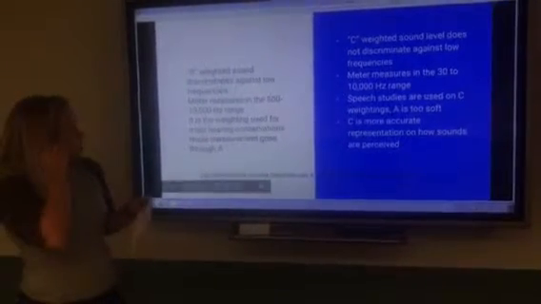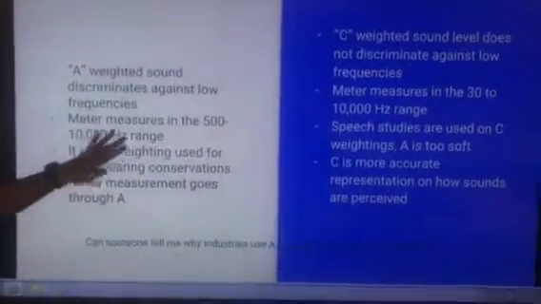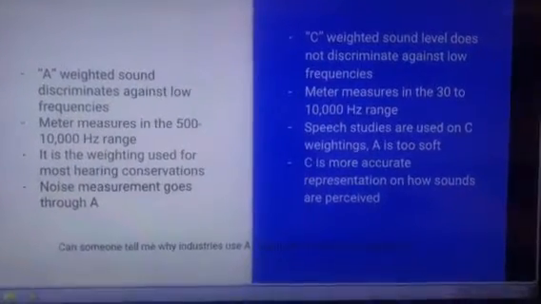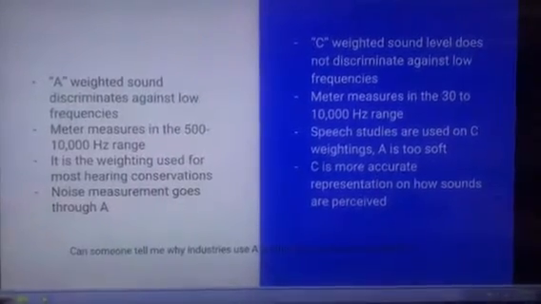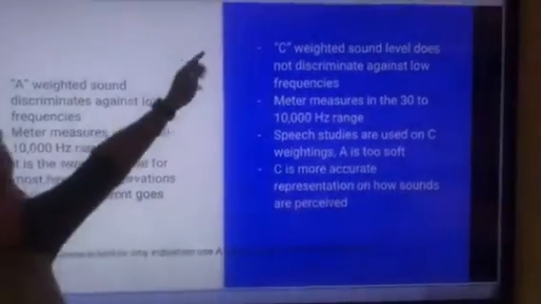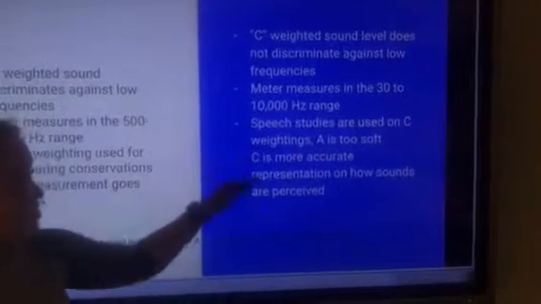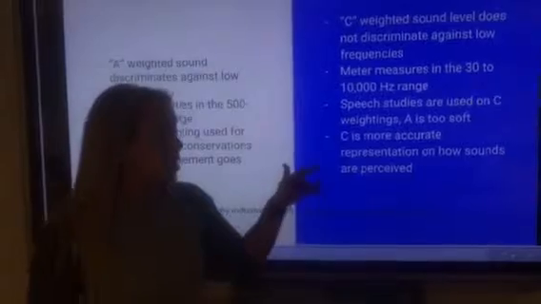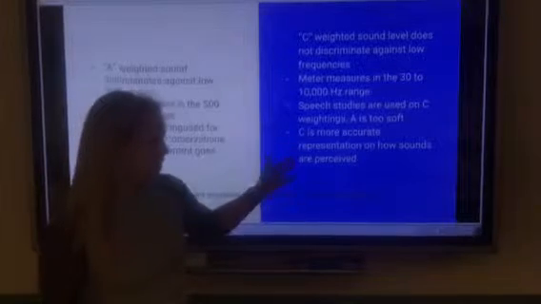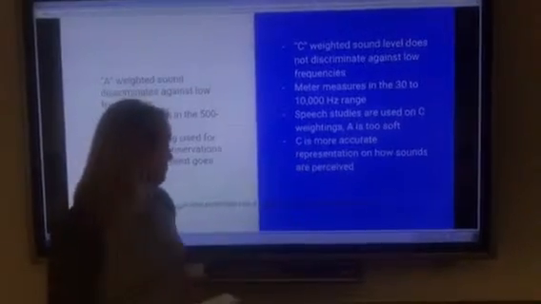A-weighted sound discriminates against low frequencies. The meter measures in the 500 to 10,000 hertz range. It is used for most hearing conservation, like OSHA, the laws, etc. And noise measurement goes through A. For C, they do not discriminate against low frequencies. The meter measures between 30 to 10,000. Dr. Lee was able to tell me that for her speech studies she always does them in C because A is too soft, and C is a more accurate representation of how we perceive the sounds.